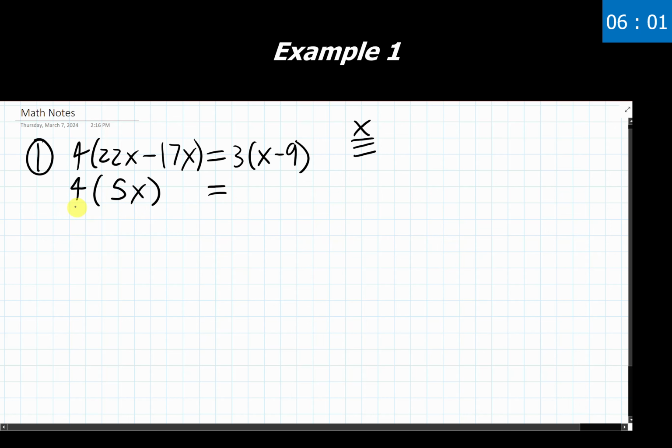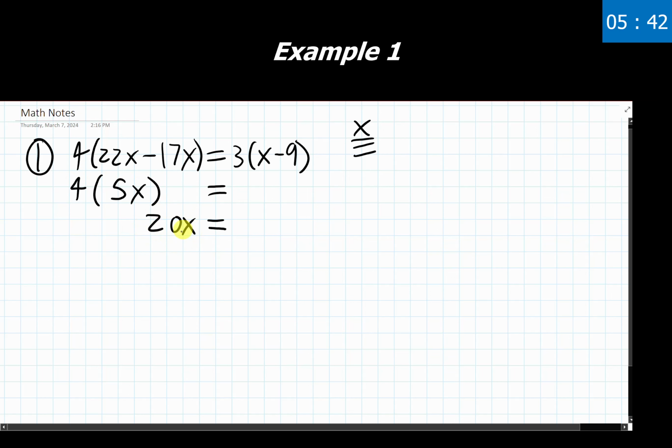And now I have 4 times 5x. This multiplies together and it gives me 20x. Bringing the equal sign down just as it is there. Excellent. So now as we can see, this is way nicer to look at and probably work with than what this original thing was.